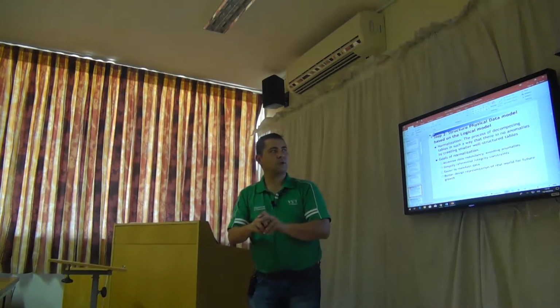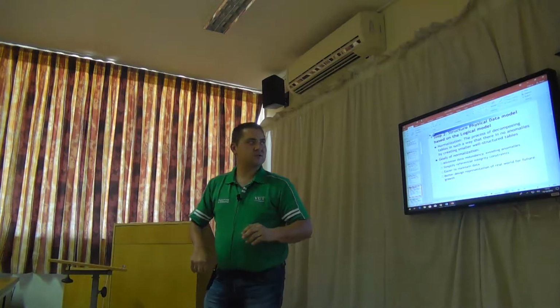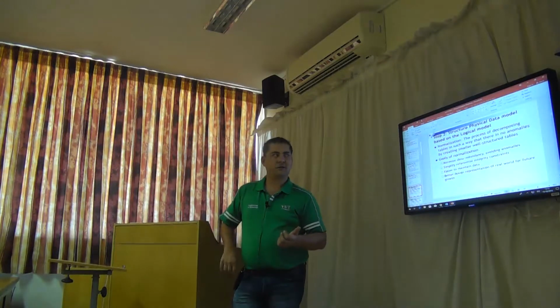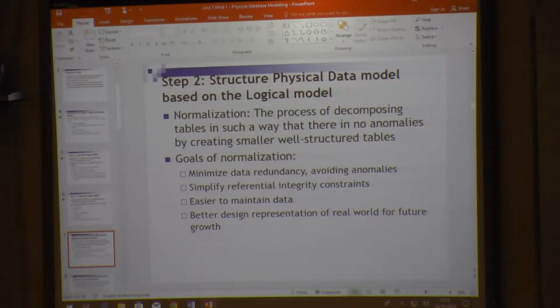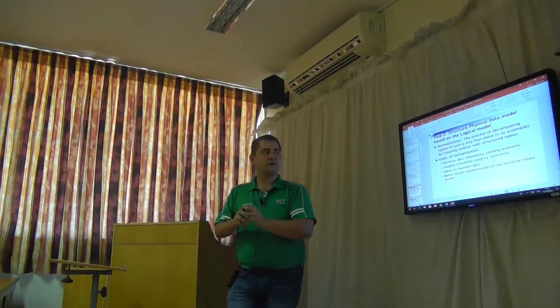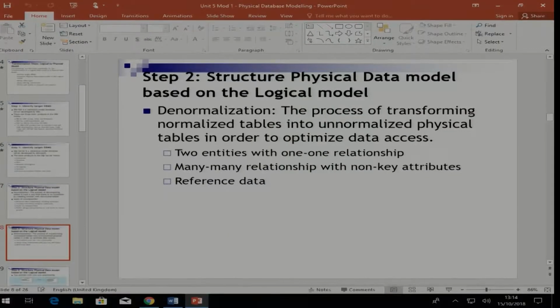Okay. Now, the goals of normalization are listed there: to minimize data redundancy, avoiding the anomalies, to simplify the referential integrity constraints, making it easier to maintain data, and then a better design representation of the real world, and future growth, because you can then scale it up better from there. Now, in some cases, as I mentioned, we would also like to do denormalization. And so what we've done so far in the database design is actually normalization, creating classes or entities which just cover that principle.